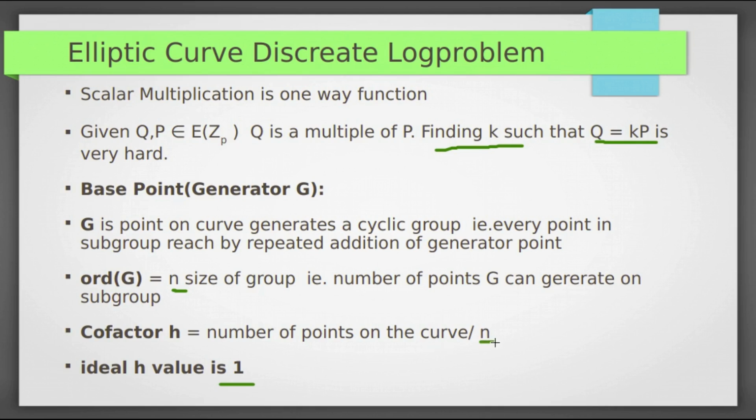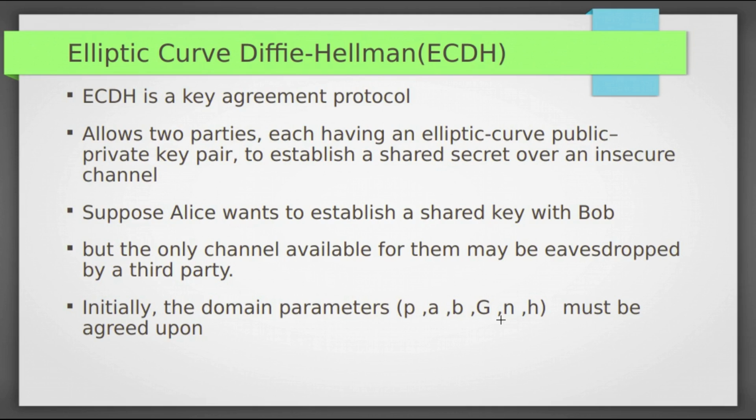If the number of points on the curve is capital N, and the subgroup generated by this G can also generate all the points on the curve, then N by N will be 1. The more points generated by that generator, the more secure the curve will be. Elliptic curves are applicable for encryption, digital signatures, and key management.